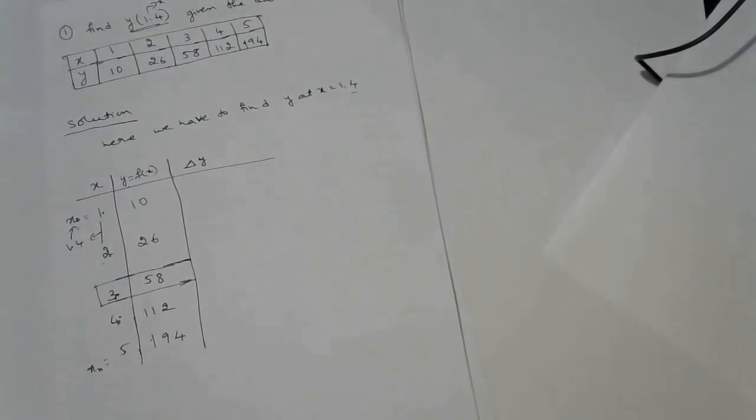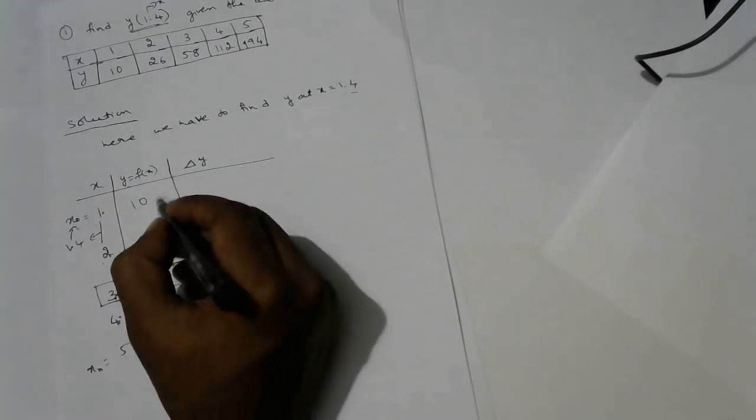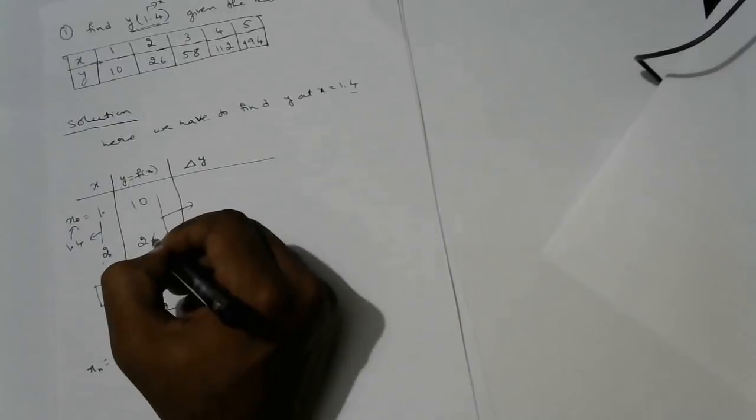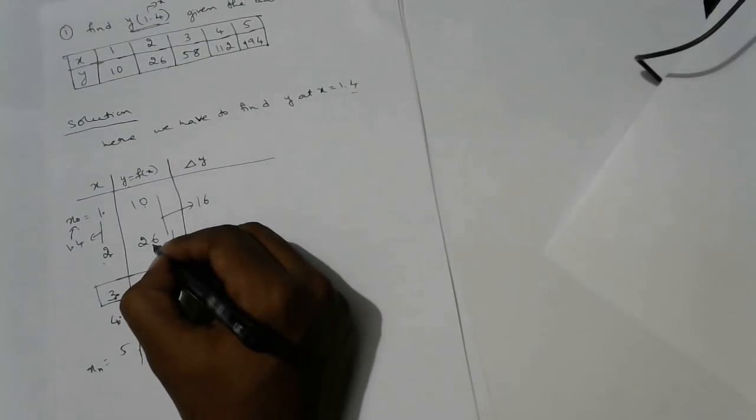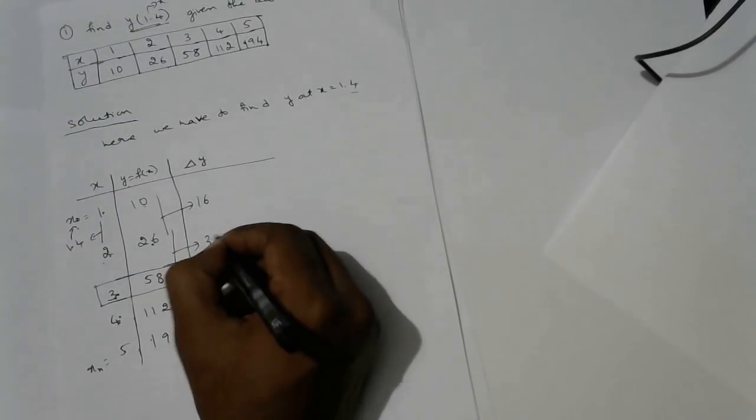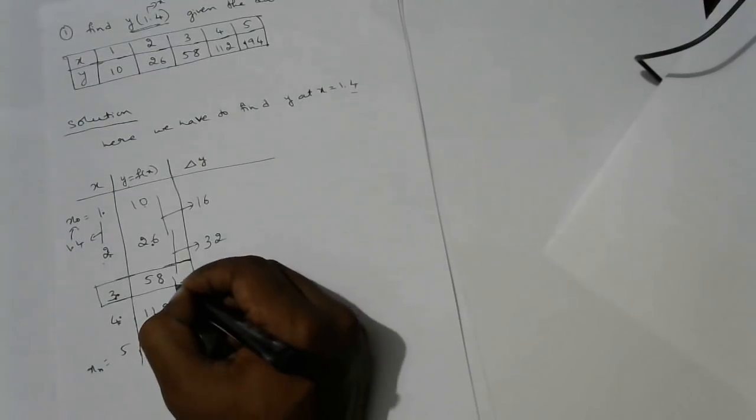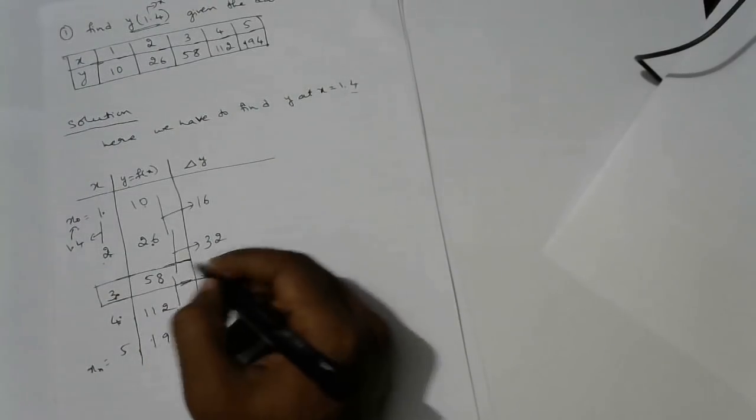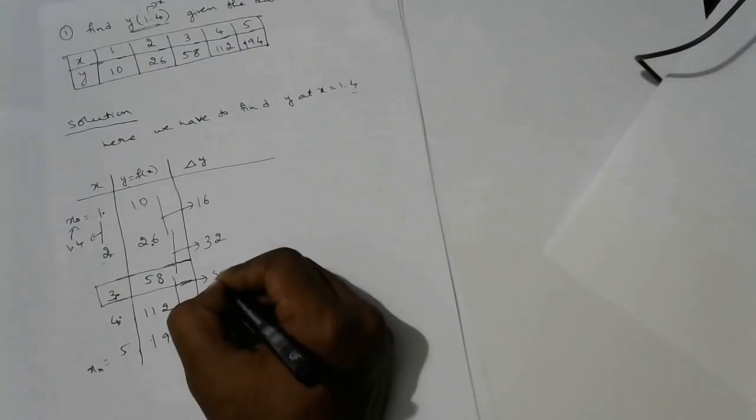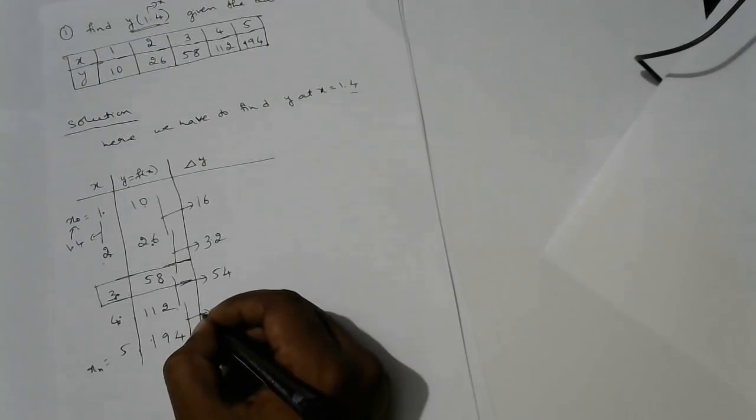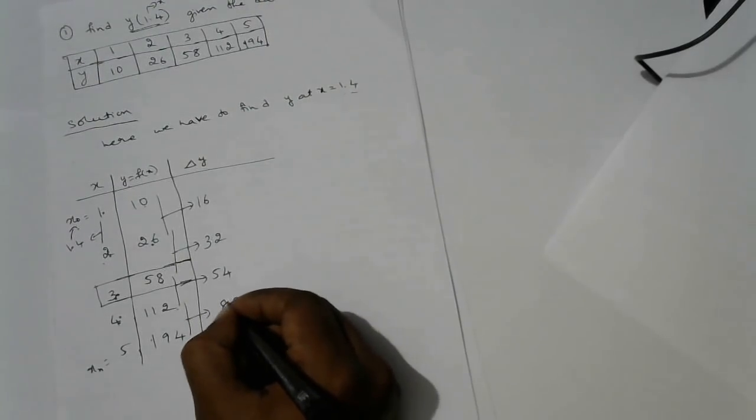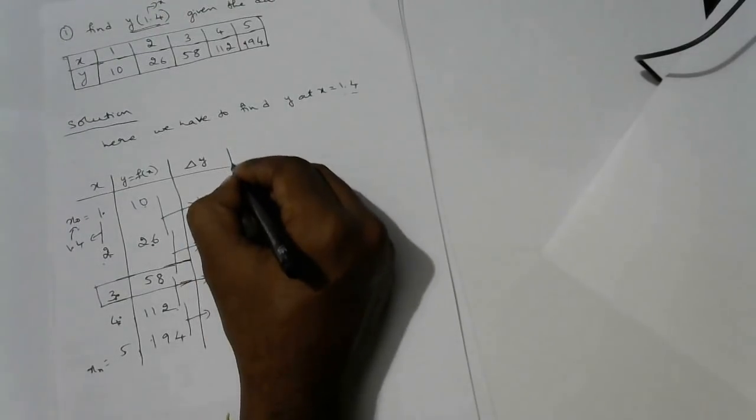So delta y. I'll take delta y. These two difference, 26 minus 10 we will get 16, and these two difference, 58 minus 26 you will get 32, and 112 minus 58 you will get 54, and here these two difference, 194 minus 112 you will get 82.